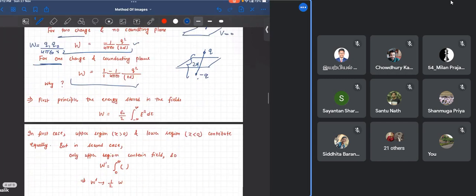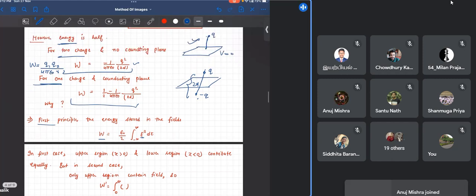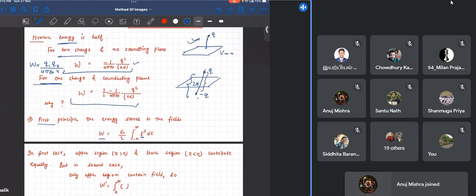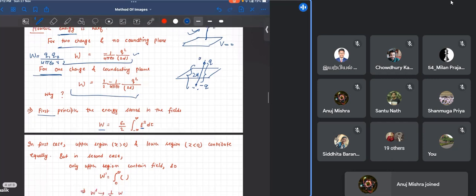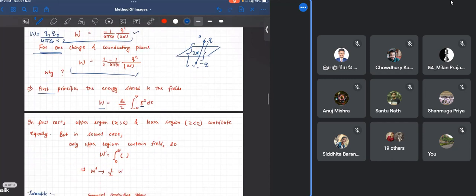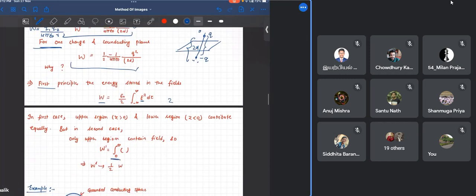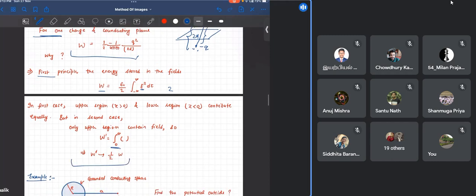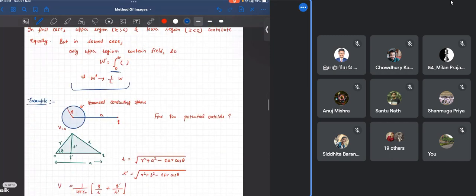And why is this half? Because if you look at the first principle, how you calculate the energy in the electrostatic case, it is given by epsilon naught by 2 times the integral from minus infinity to infinity of E squared d tau. d tau is the volume element, E is the electric field. In this case, we have the integral from minus d to plus d. But in the other case, we have the integral from 0 to d. So in the first case, it is going to be twice. However, in this case, it is going to be just one. So your energy is going to be half in this case.